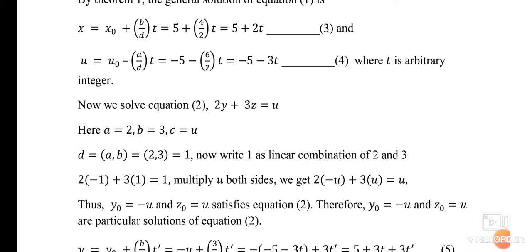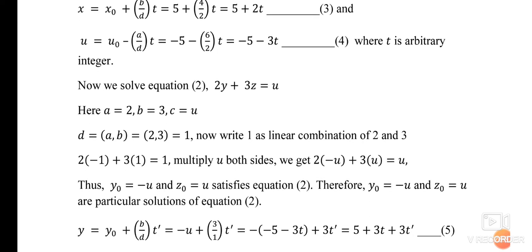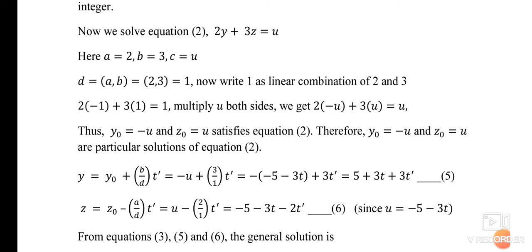So, now come to the equation 2. In the equation 2, the constant term is u. Here we have 1. So, multiply u both sides. So, we get 2 into minus u plus 3 into u equal to u. Therefore, y naught equal to minus u, z naught equal to u satisfy equation 2. Therefore, y naught equal to minus u and z naught equal to u is a particular solution of the equation 2. So, we know the particular solution, so we can find the general solution.